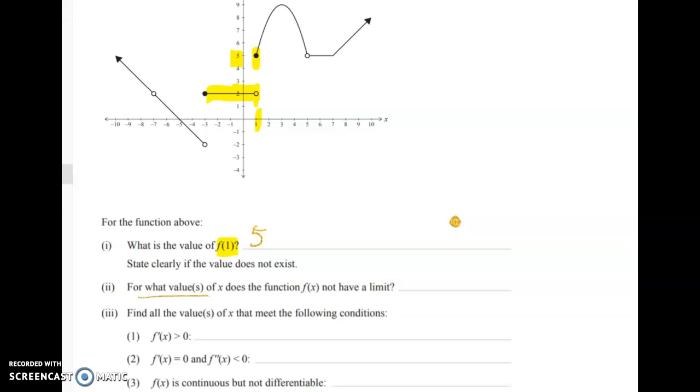Right, next one. For what value of x does the function f of x not have a limit?